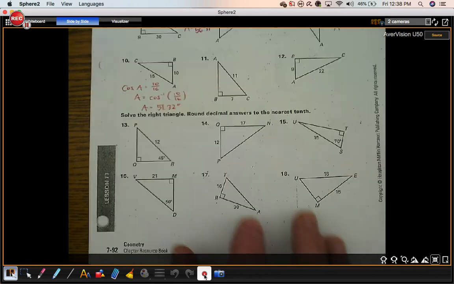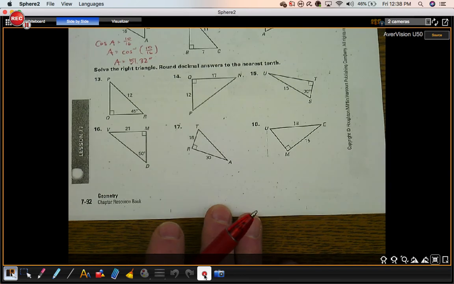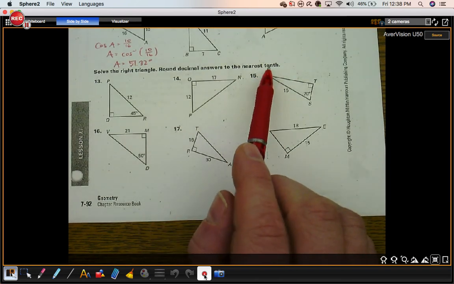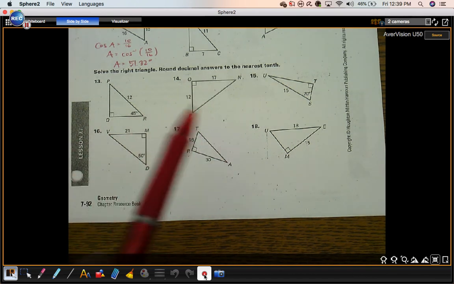Let's practice A for section 7.7. We're going to solve the right triangle. We're going to round our decimal answers to the nearest tenth. Again, I usually do hundredth. So we'll do a few of these together because once you know how to do one of them, you kind of get the idea.